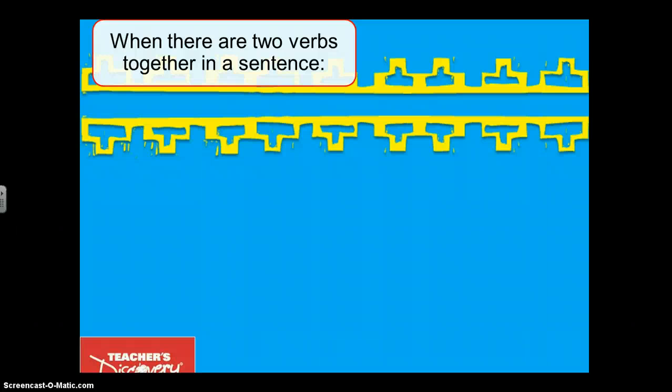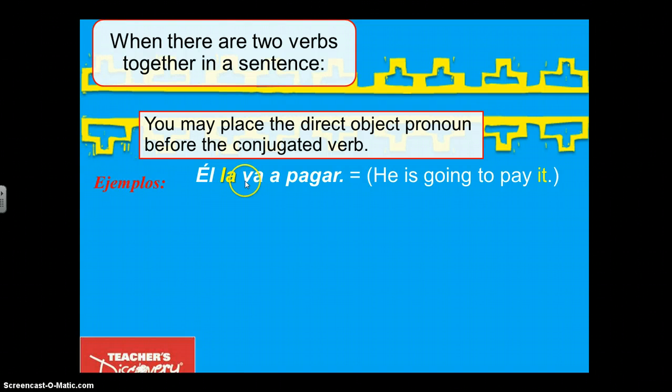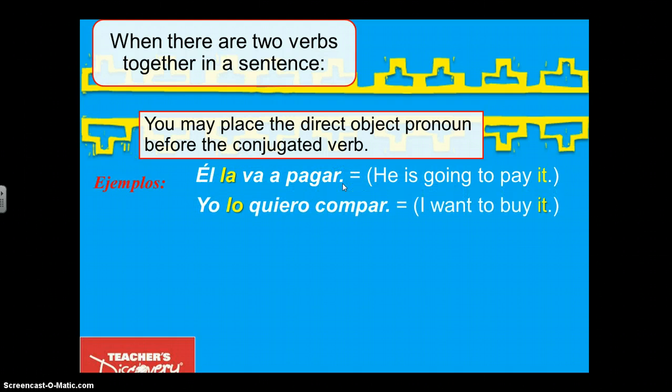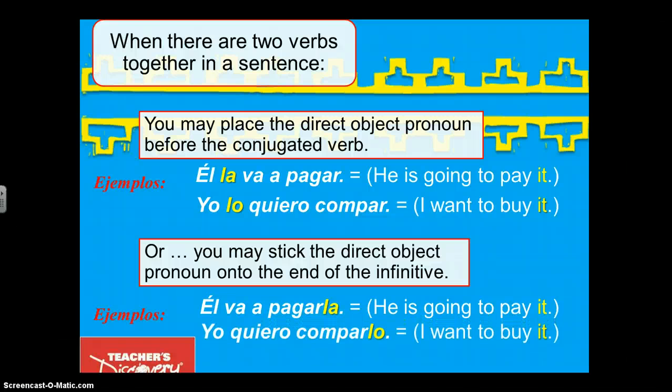We will read through this, however, you won't need to worry about this. When two verbs are in a sentence, you can place the direct object pronoun before the conjugated verb. Él la va a pagar, he's going to pay it. We have two verbs, ir and pagar. Yo lo quiero comprar, I want to buy it. Notice how lo here is before the conjugated verb. Or you can stick it to the end of the infinitive. You don't need to worry about this, but just so you know it exists.